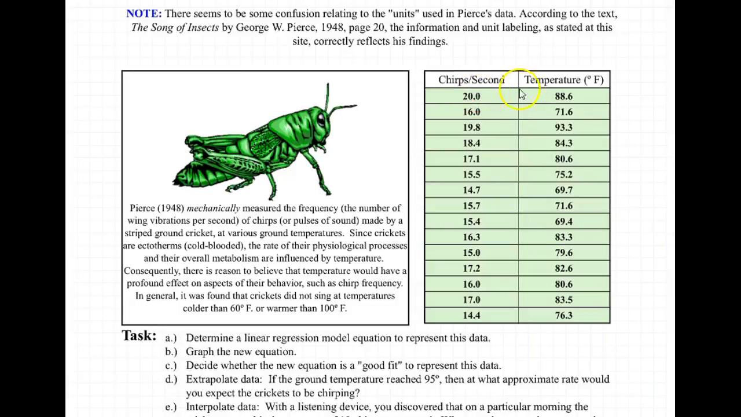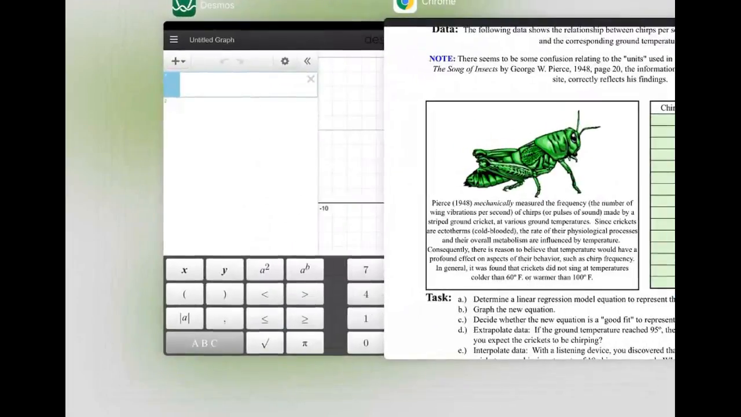So you can see 20 is up at 88 degrees, whereas a lower number, say somewhere like 14.4, is 76. So is there a correlation? Is there a connection between these two things? In order to do that, we're going to use Desmos. So I'm going to open up Desmos.